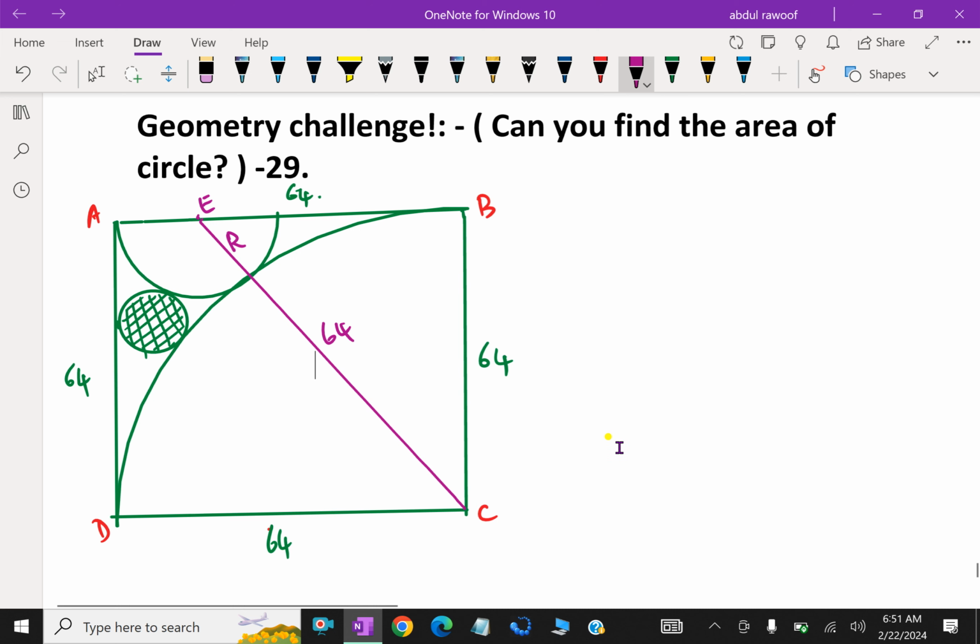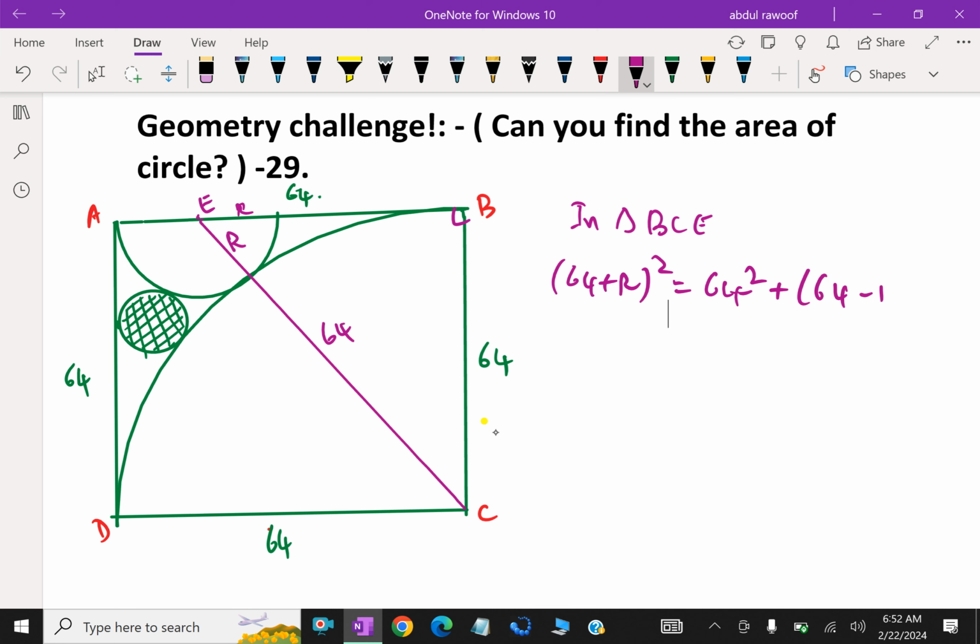Now in triangle BCE, by using Pythagoras, because it is 90 degrees, (64 plus R) the whole squared equals 64 squared plus BE squared. BE is 64 minus R, because AB is 64 and this part is also R, so (64 minus R) the square.